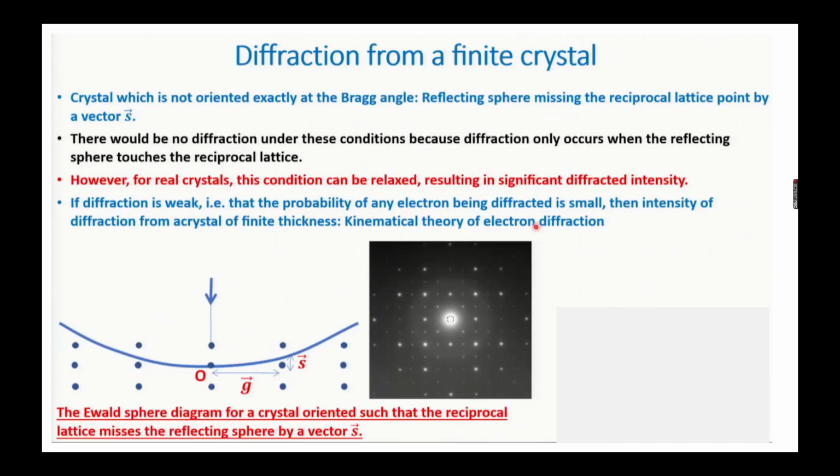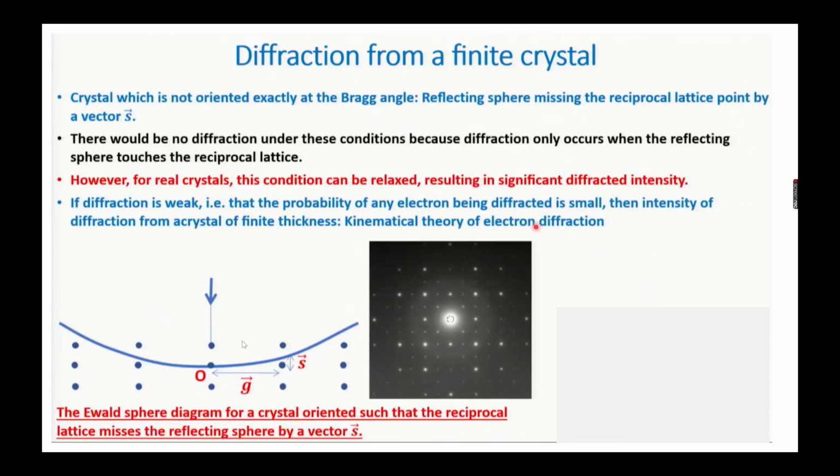This condition can be relaxed, resulting in significant diffracted intensity. So here you can also see the difference in the diffracted intensity. This is related to the touching of your Ewald sphere with your diffracted spot. We will also see in the further slides how this intensity and the diffracted spot size change with respect to the thickness of the material.